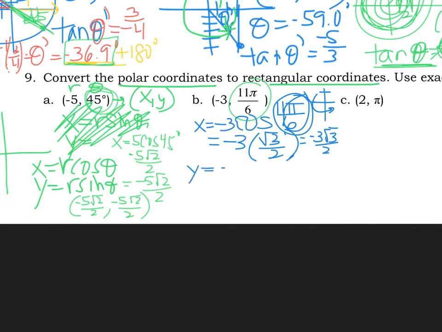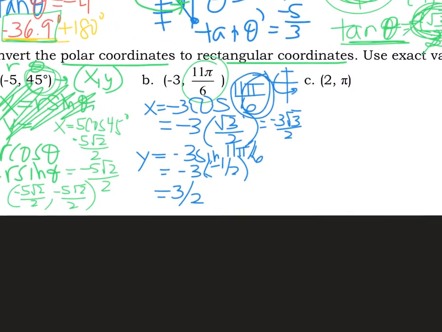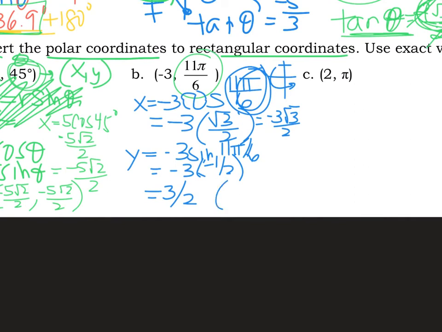Y is equal to negative 3 sine of 11 pi over 6. So that would be negative 3, and the sine of 11 pi over 6 is negative 1/2 on the unit circle, and so you get 3/2. So when you write this as a point, make sure you write this as negative 3 rad 3 over 2, 3/2.